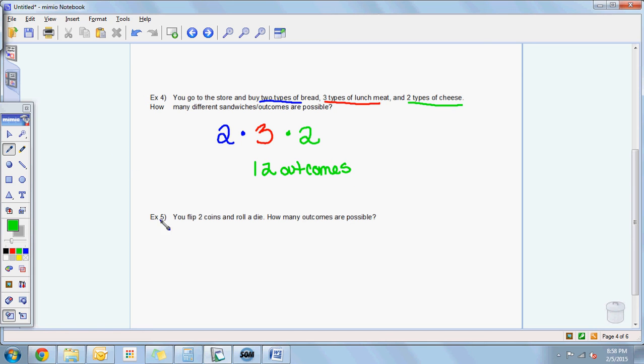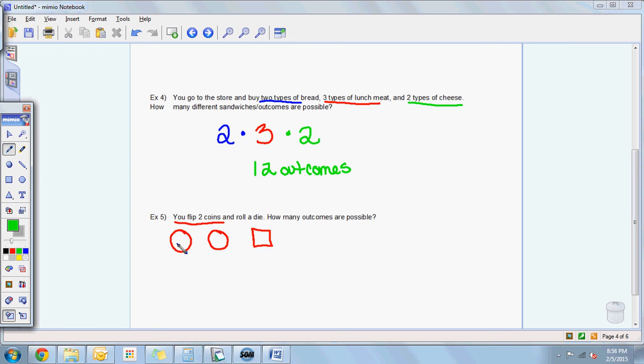Alright, last one, I'm going to have you pause it and try this one on your own, and then I'll give you the answer once you play it again. So you flip 2 coins and roll a die. So this is why it's really important to read the situation. 2 different coins. So I have a coin and another coin, and then you're going to roll a die. So those are the 3 things that are happening. So I have to figure out the number of outcomes on each thing that I'm flipping or rolling.